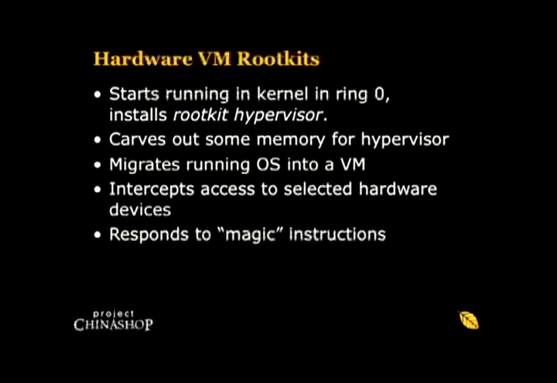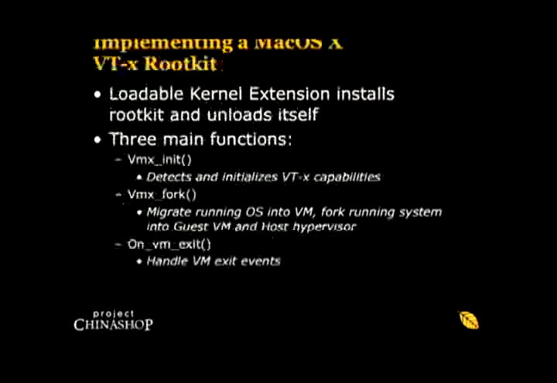And then what we're going to do is basically take the running operating system and create a VM that is initialized to the state of the running operating system. Basically this just allows us to migrate it right into the VM. Once we have it running, we configure the VM to notify us when there's interesting device access. We intercept access to interesting hardware, and this can be disk, network card, things like this, and use that to implement our rootkit features. We can also respond to magic instruction sequences, and use those as a command and control channel or backdoor.